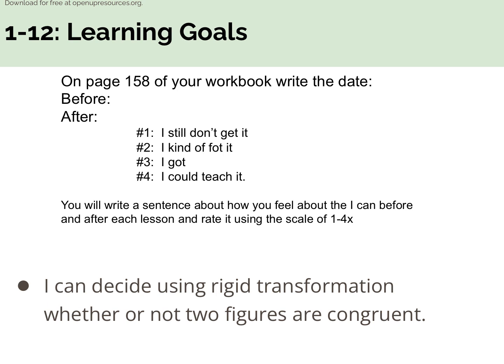All right, so let's go back to page 158 and look at the I can statement again. I can decide using rigid transformation whether or not two figures are congruent. Go ahead and reflect on that. Did you learn something today? 1, I still don't get it. 2, I kind of get it. 3, I do get it. 4, I can teach it to my friend. This is a self-reflection, making sure that you understand what we were supposed to learn today. If you feel like you're a 1 or 2, you need to pause this video and go back and look at it again, because we need to understand things.